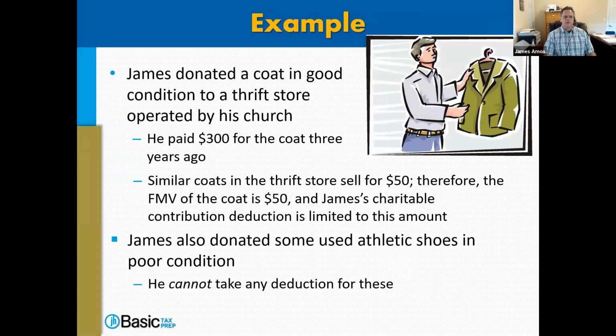So James donated a coat in good condition to a thrift store operated by his church. He paid $300 3 years ago. Similar coats in the thrift store sell for $50. Therefore, the fair market value of the coat is $50, and that's also his contribution amount. He also donated some used athletic shoes in poor condition. He can't take a deduction for those.